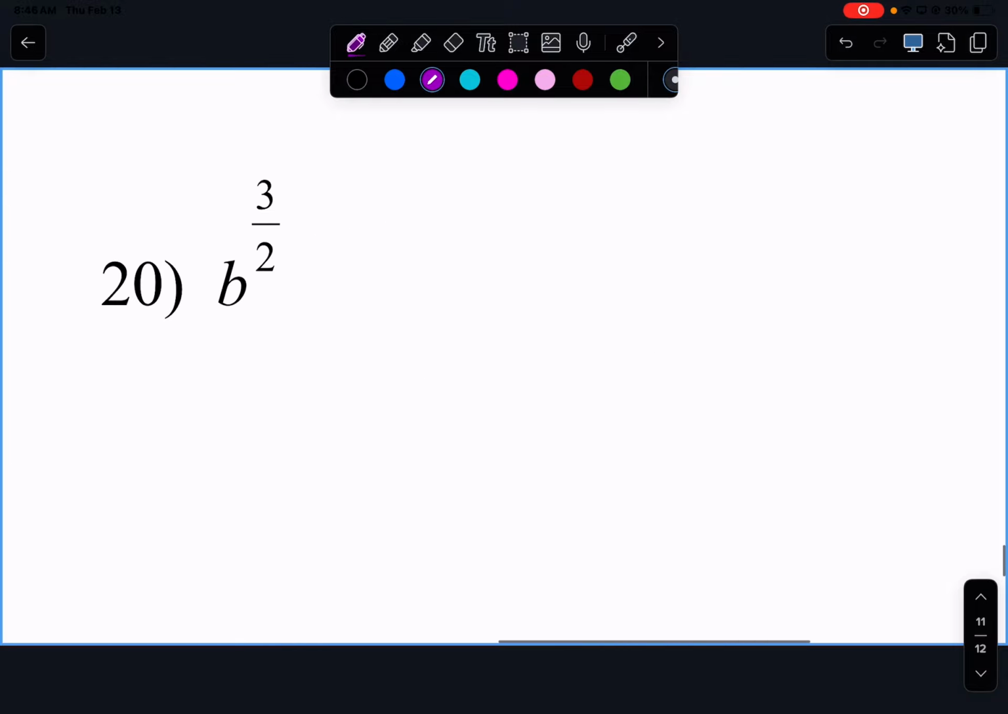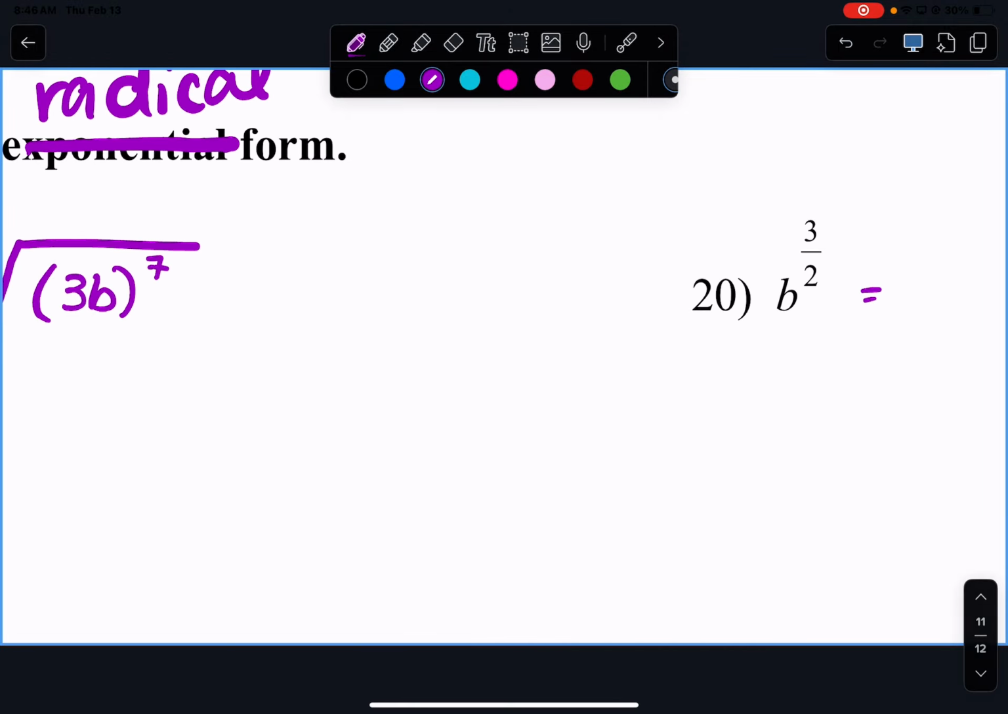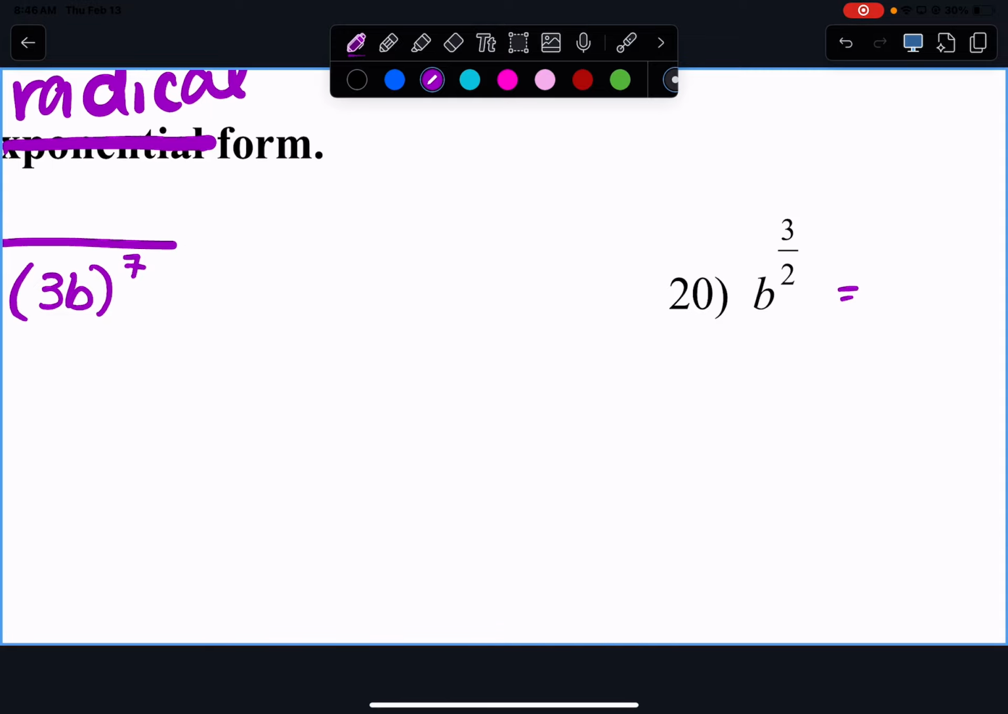For 20, yes. I just want to get through all of them. Otherwise, we're not going to make it through all of them. I know. Because these are quicker, that's why I'm going quicker with them.